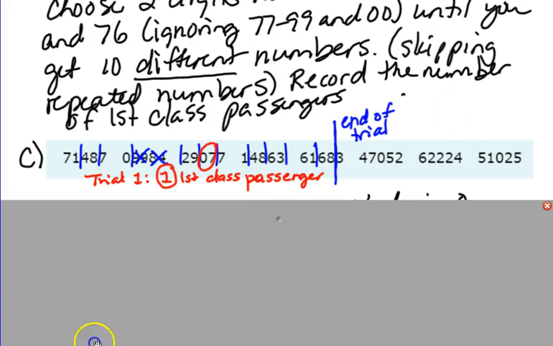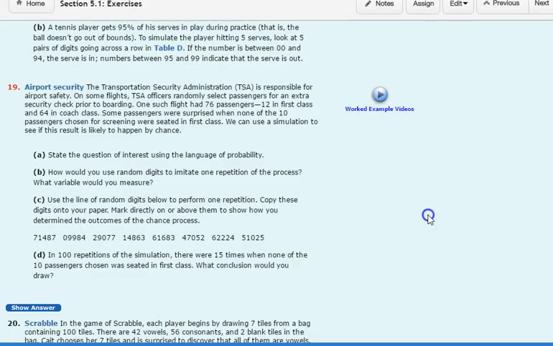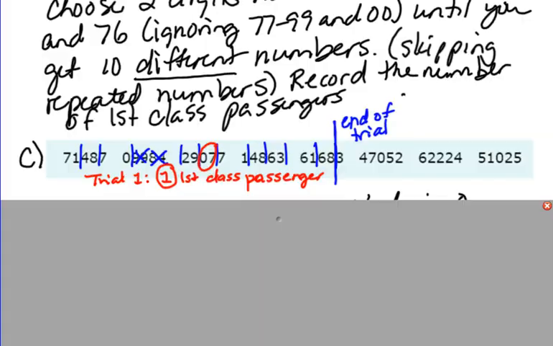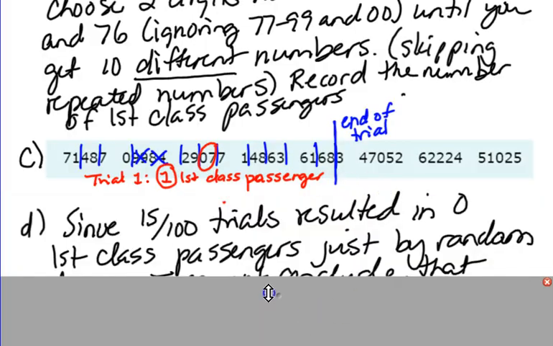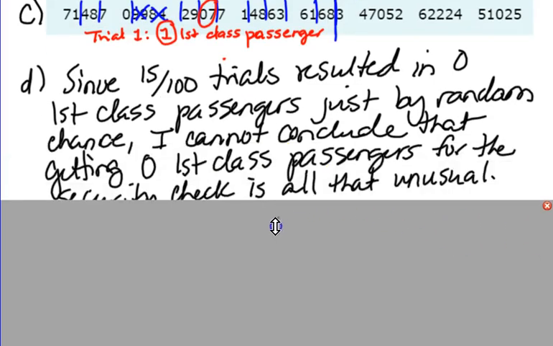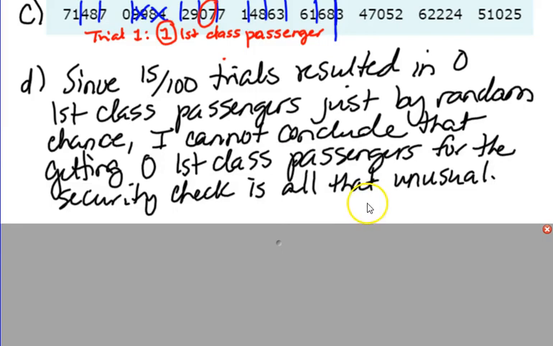So I've shown here that we understand the process, and then in the last part of the problem they give you the results. In 100 repetitions of the simulation, there were 15 times when none of the 10 passengers chosen was seated in first class. What conclusion would you draw? Okay, so a conclusion is always a conditional probability. So I'm saying the probability that I randomly draw these 10 people from out of 76 results in 15 out of 100 trials, giving me this result.